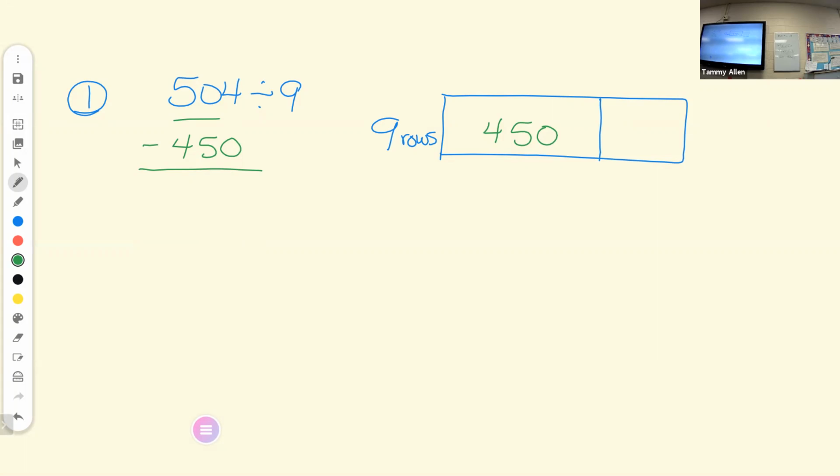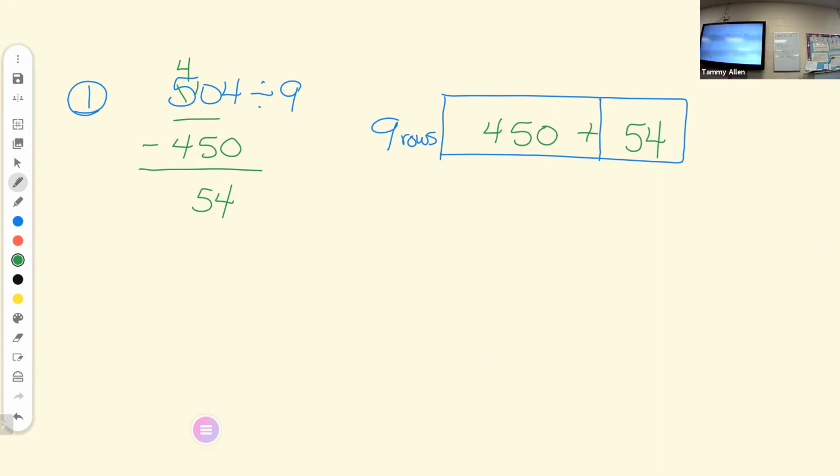All right, so we subtract 450, we get what? 54. Good. Is 54 a multiple of 9? Yes. So now we have our two multiples, right? Does that make sense? Are we clear on that?